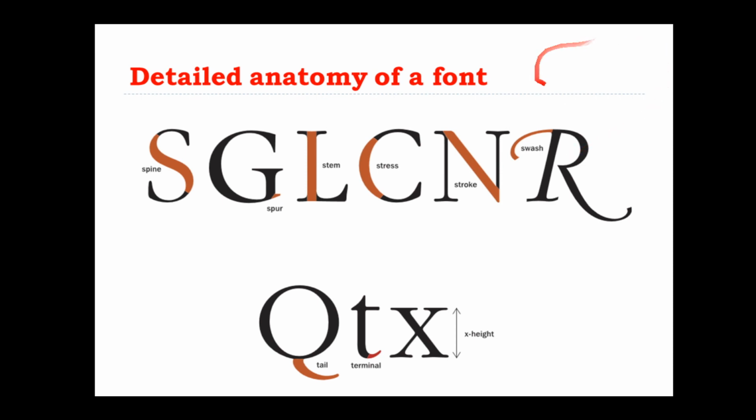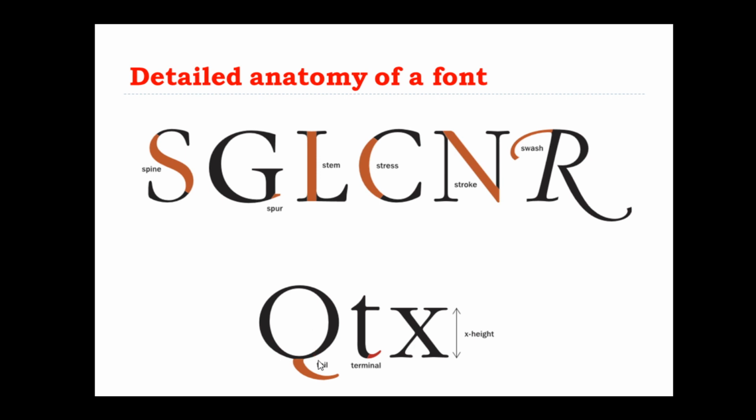So swash corresponds to a decorative flourish. Here is a decorative projection from the letter which is replacing a terminal or a serif. Here instead of using a serif or a terminal, which is the end of a stroke which is not terminated with a serif, a decorative projection is just represented like this. It's called a swash. And we have a term called tail.